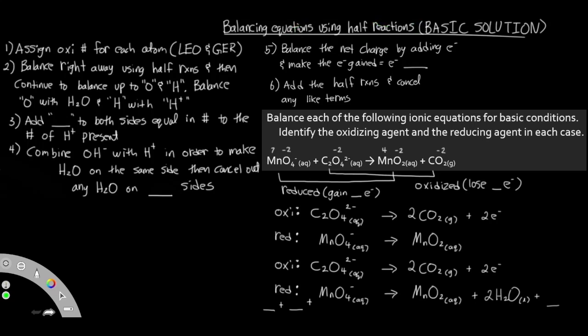Balancing equations using half reactions in basic solutions. Number one, you have to assign the oxidation number for each atom for any oxidations and reductions. Balance right away using half reactions. Continue to balance up to hydrogens and oxygens. Any oxygens you need to balance, you do it with H2O.